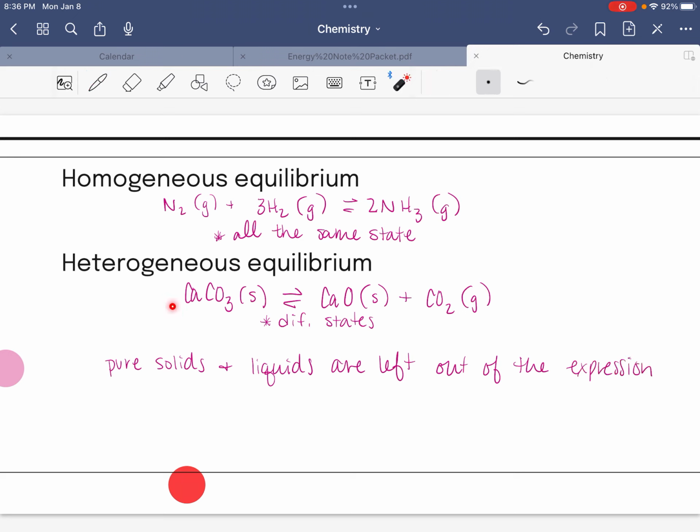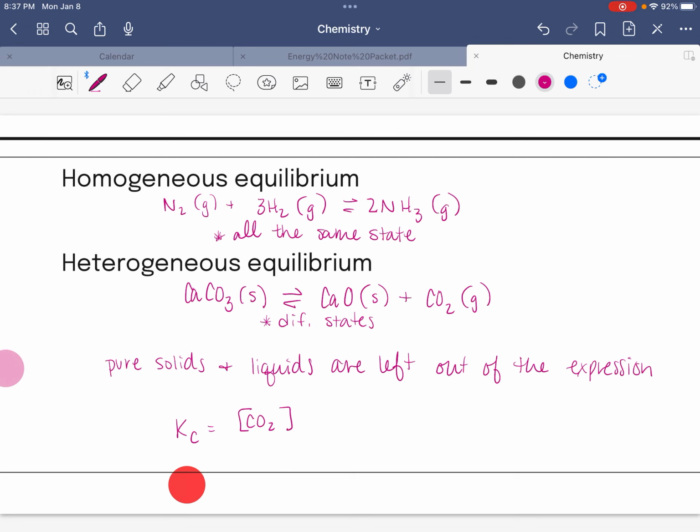So if we were writing an expression for this heterogeneous equilibrium, our Kc would be equal to our products, and the only product that would be relevant is CO2 because it's a gas. We would not include the solid. So I would have my bracket, CO2, not raised to anything, and then over my reactants, I have just a solid, which I wouldn't include, so this would just be over 1, which we wouldn't need to include.